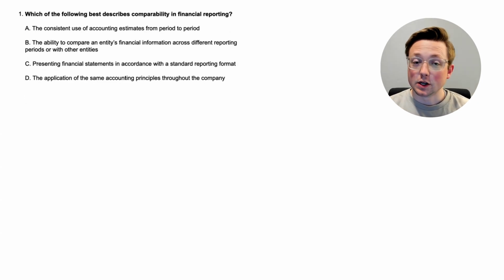All right, here we are at question 1, and I wanted to start off with something very simple just to make sure that you understand this. Which of the following best describes comparability in financial reporting? Now, you might think you understand this, but let's go through these options just to make sure. Option A, the consistent use of accounting estimates from period to period. Option B, the ability to compare an entity's financial information across different reporting periods or with other entities. Option C, presenting financial statements in accordance with a standard reporting format. Or option D, the application of the same accounting principles throughout the company.